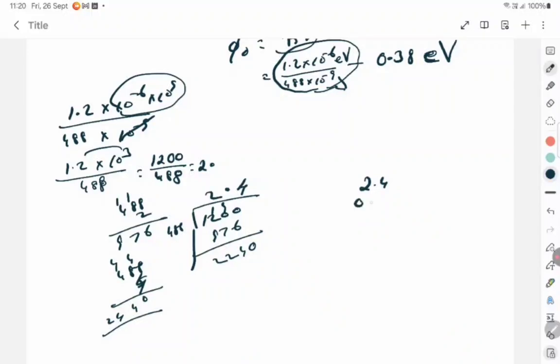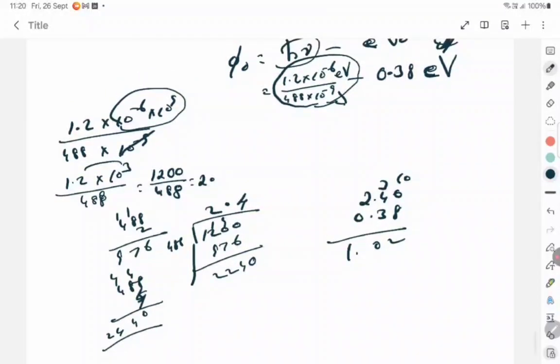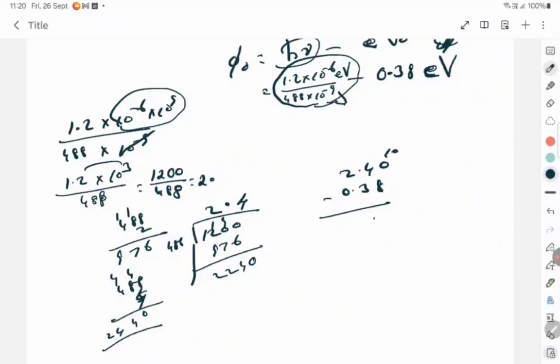And 2.4 minus 0.38, let's assume it is 10, and this is 2 and this is 3. So 2.40 minus 0.38, this is 10, this is 2, this is 3, this is 0, and you're getting 1.02. The answer is actually 2.02, but the actual answer is 2.17.